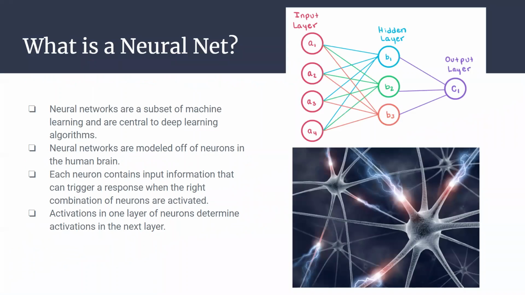So first, what is a neural network? A neural network is a subset of machine learning, and they are central to deep learning algorithms. They are modeled off neurons in the human brain, so each neuron contains input information that can trigger a response when the right combination of neurons are activated. And just as in the brain, one neuron can activate another, in neural networks, activations in one layer of neurons determine activations in the next layer.